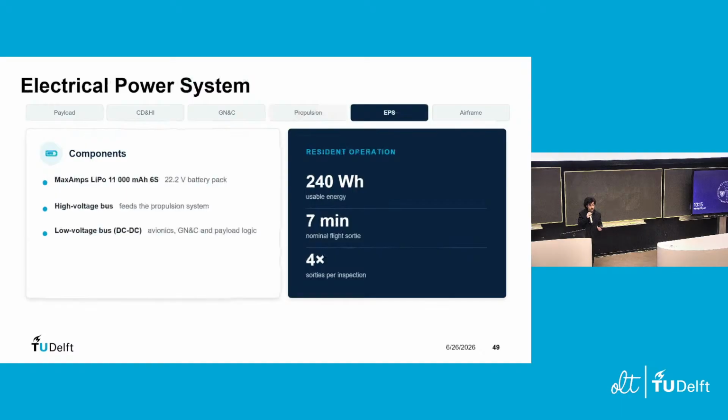And additionally, the electrical power system works similarly. This means that we have designed it with a battery of around 240 watt hours that yields 7 minute sorties. Our interest is to focus on somewhere around 25 minute inspections. Therefore, we have mounted the power subsystem with a battery exchange mechanism, which allows us to quickly exchange batteries so that operators or autonomous missions don't take too long via recharging.